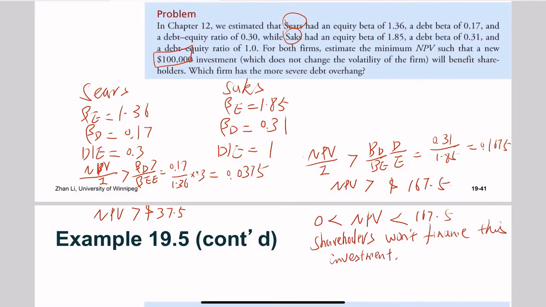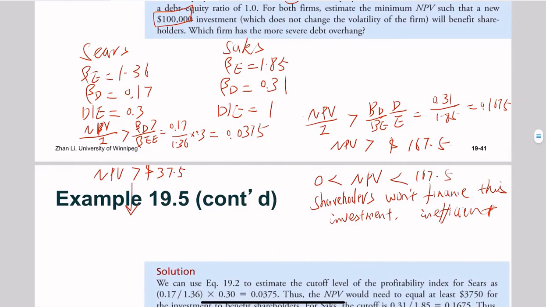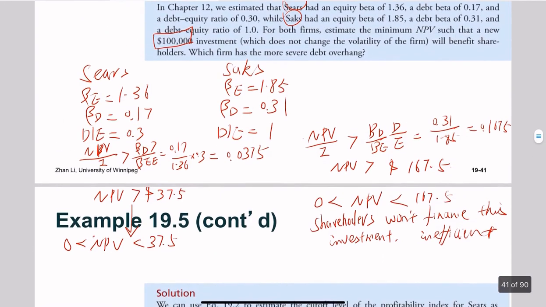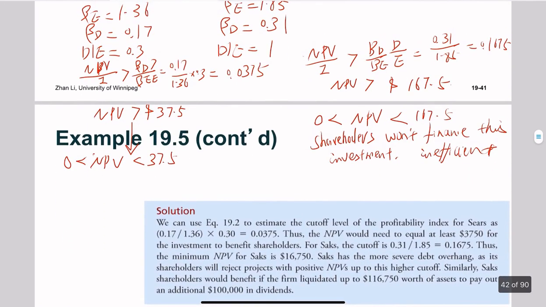So in this case, it's inefficient, right? Because we know that if it's a positive NPV project, the firm should pursue it. Similarly, for Sears, for this firm, if NPV is positive but smaller than 37.5, then it will not pursue this project.